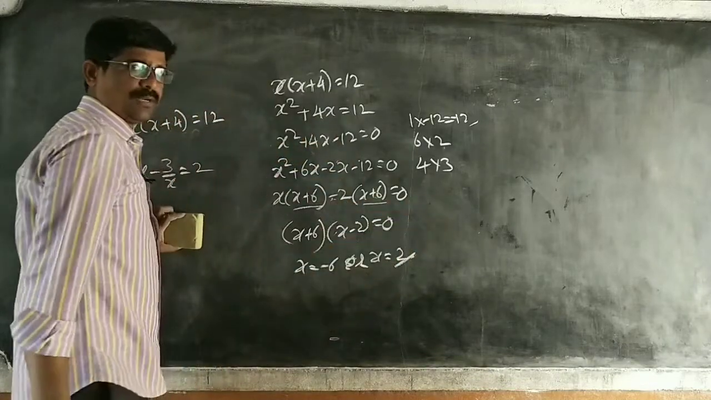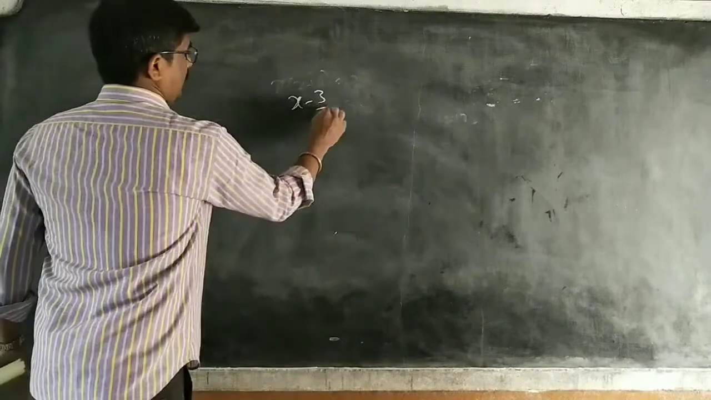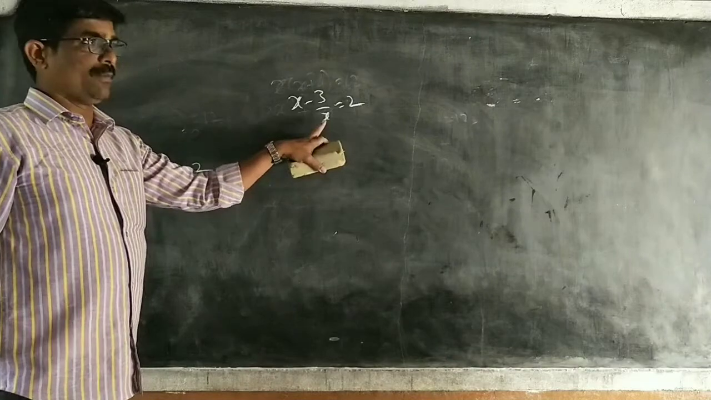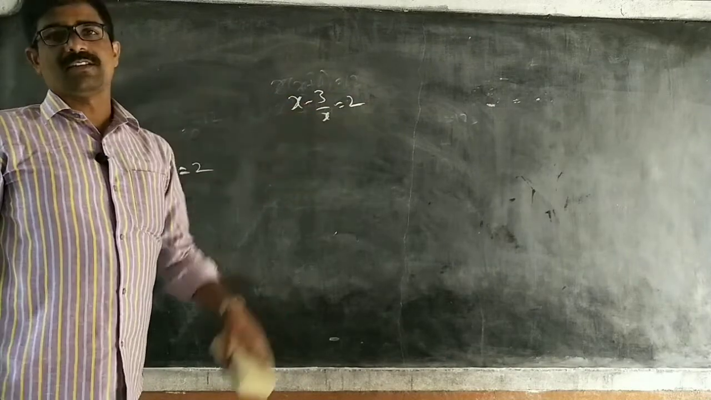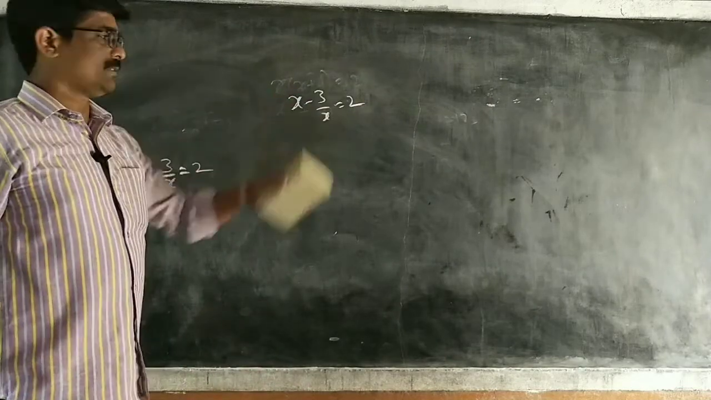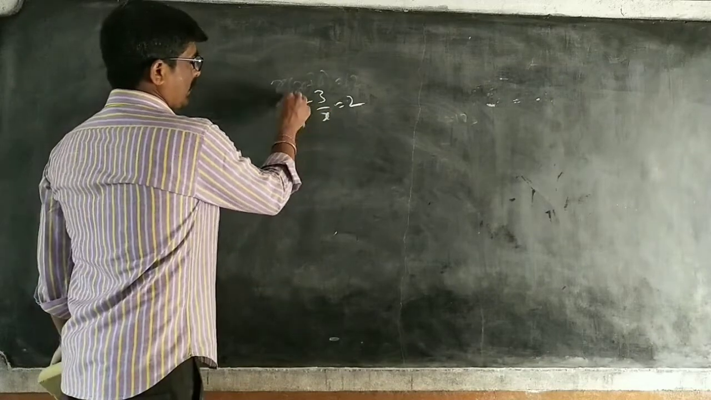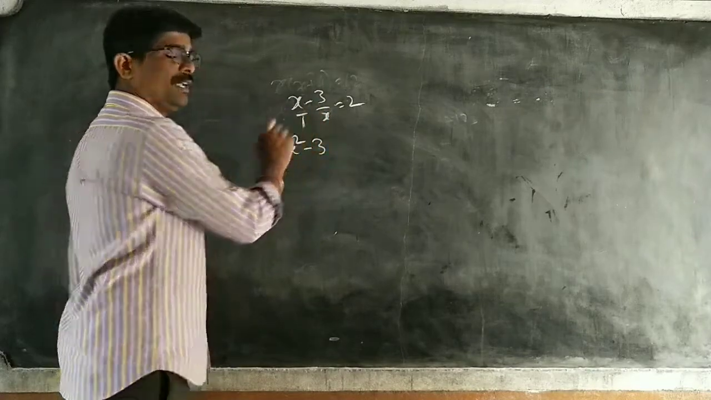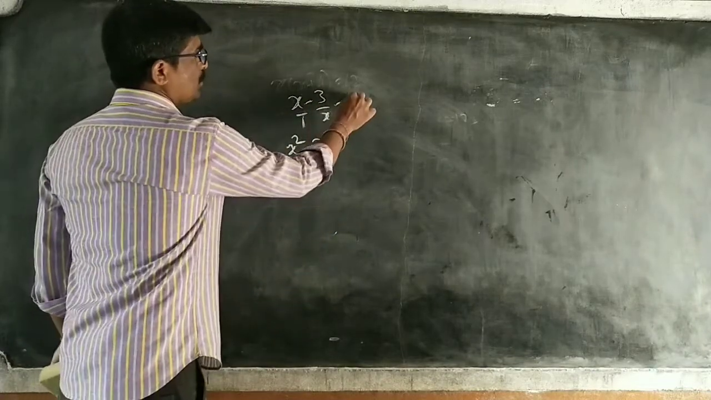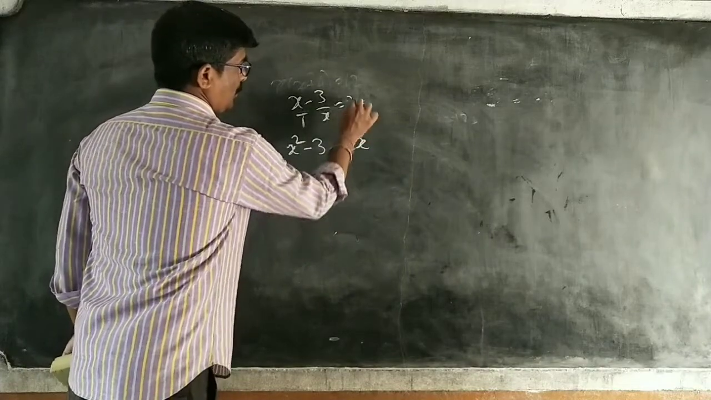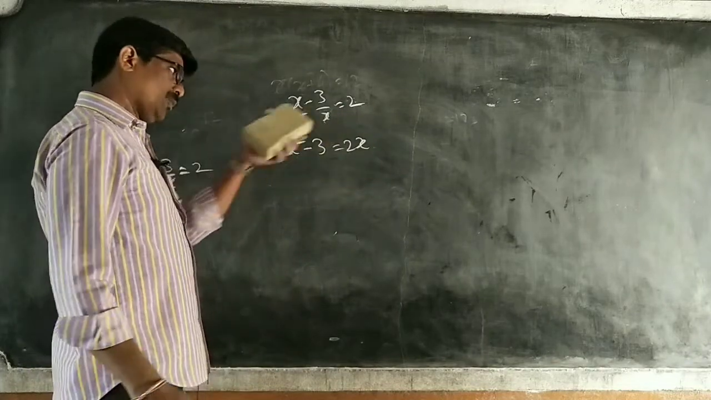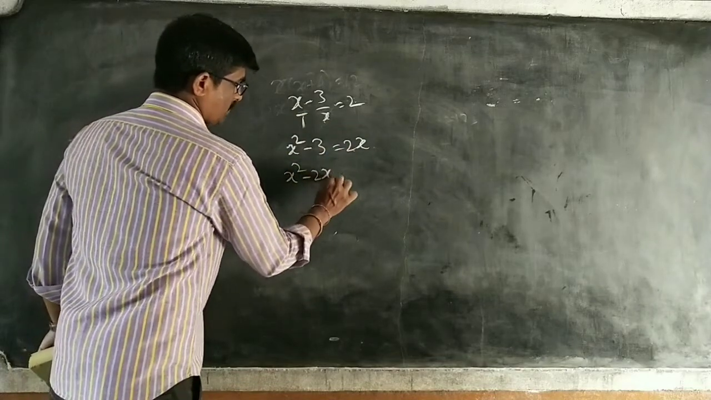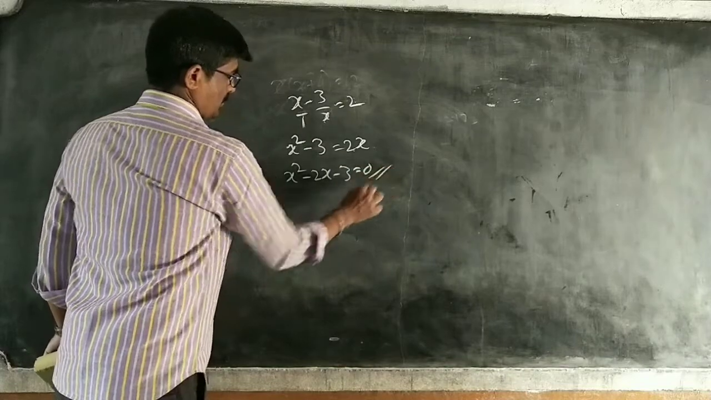Minus 2 brings that side, plus 2 only. Okay? Next. 3 by x is equal to 2. So x is in the denominator. Multiply the total fraction with x. Otherwise, x multiplied this side. So x into x square, minus 3 as it is because this is only a coefficient. So x into 2x, that is equal to 2 into x, 2x. Now, 2x bring this side. x square plus 2x minus 3 is equal to 0.